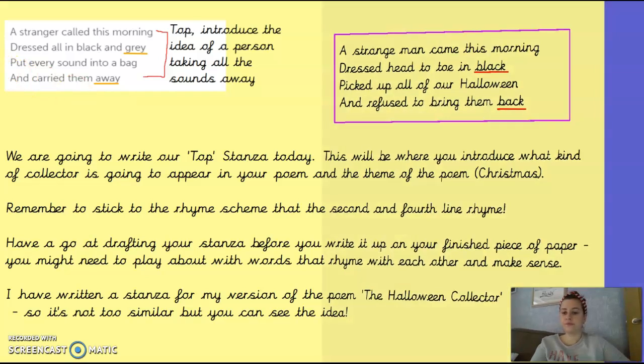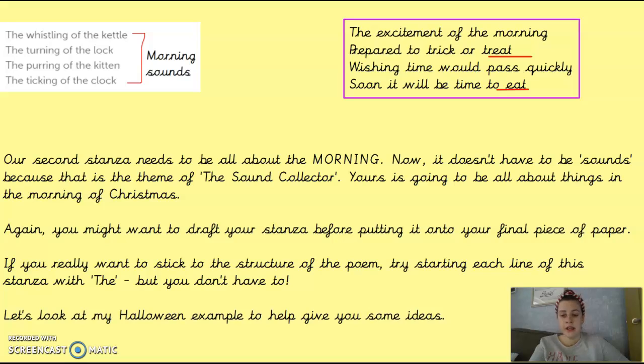Okay, now, easy peasy. So the second thing we're going to do, and the final bit of writing, is we're going to write our next stanza, which is all about the morning. Now, this one I found very tricky for Halloween because there's not much associated with Halloween morning, but I know that there's lots of things that you can write about a Christmas morning.